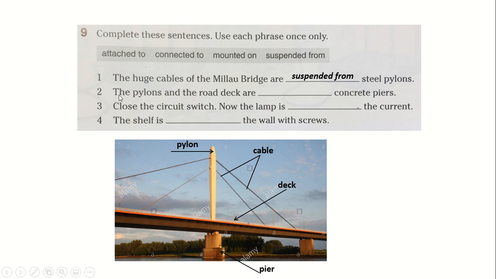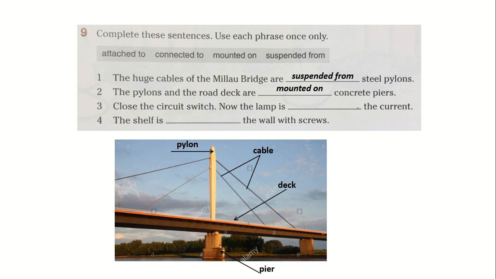Number 2, the pylons and the road deck. The pylons, these ones, and the road deck are concrete piers. Concrete, piers. What do you think the answer is? Attached to, connected to, or mounted on? Of course, mounted on. Thank you. Mounted on. The pylons and the road deck are mounted on concrete piers.